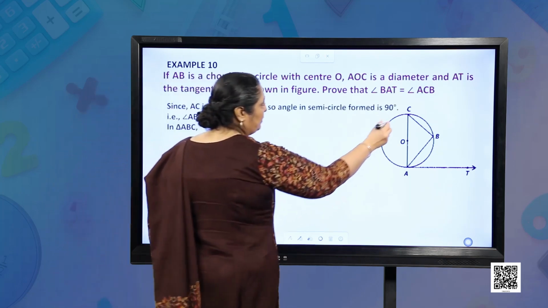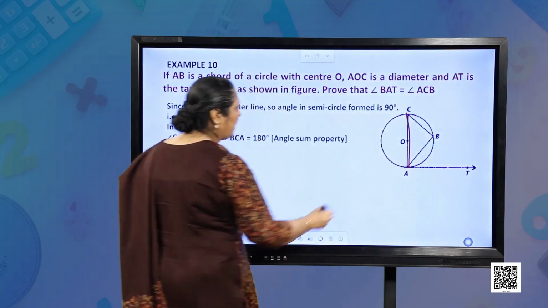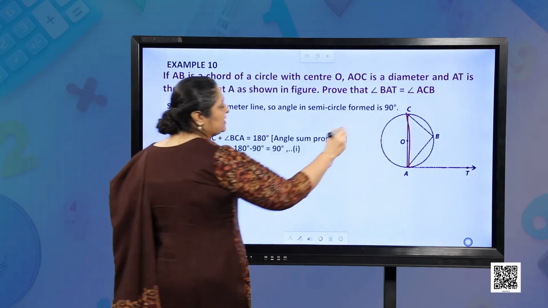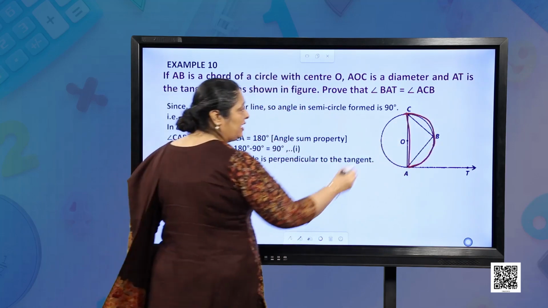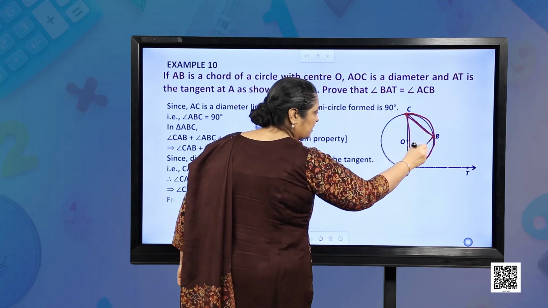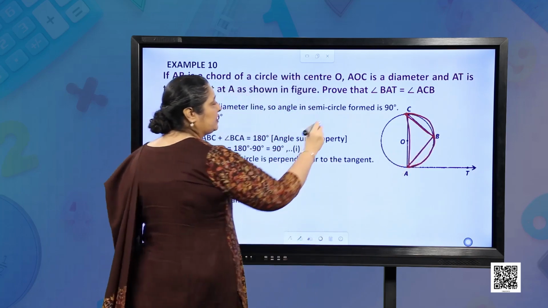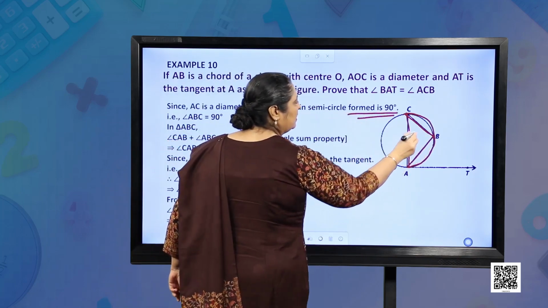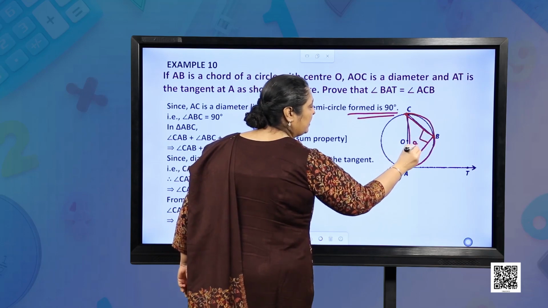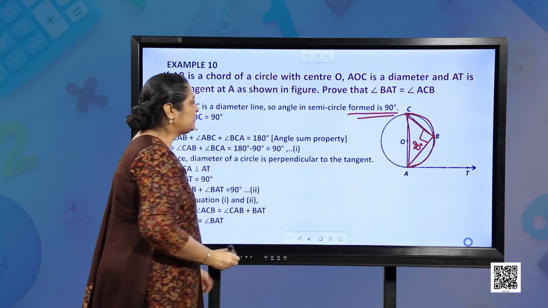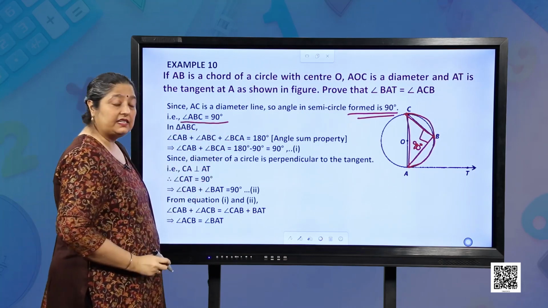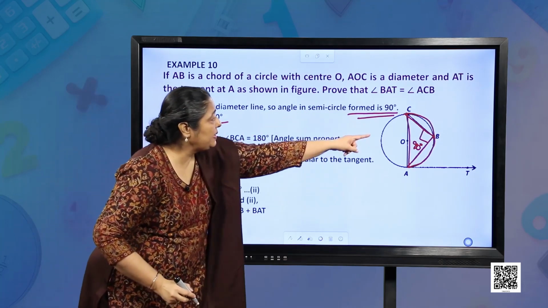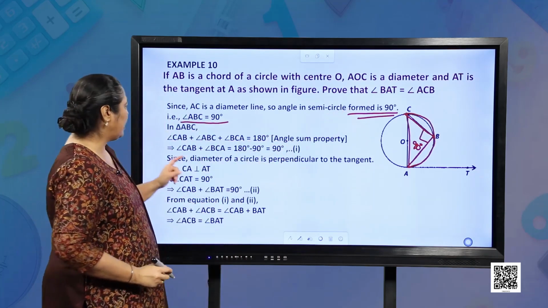Since AC is the diameter, this forms a semicircle, and this is an angle in the semicircle, right. So, this angle is 90 degrees. What is this? Angle ABC is 90 degrees. So, triangle ABC is a right angled triangle.